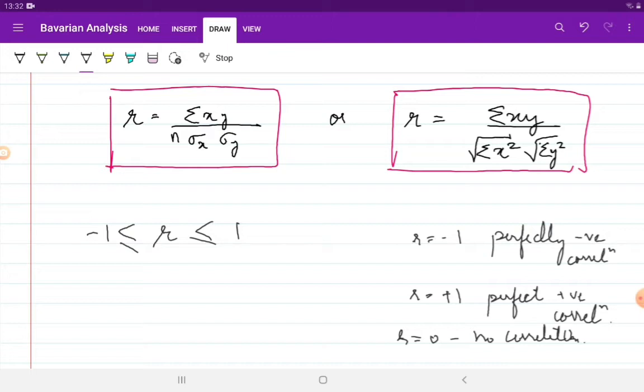Now remember, the Karl Pearson's coefficient of correlation measures linear correlation alone. So r equals -1 means perfectly negative linear correlation. r equals +1 means perfectly positive linear correlation, and r equals 0 means no linear correlation. I don't think they have discussed the merits and demerits of the Karl Pearson's method.